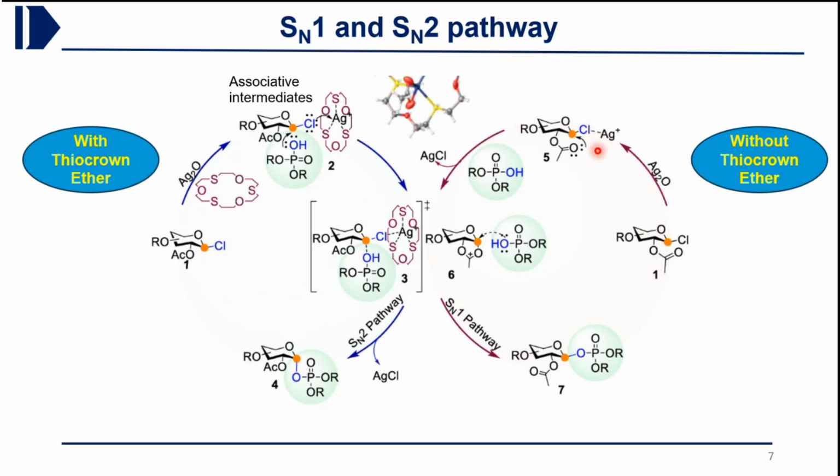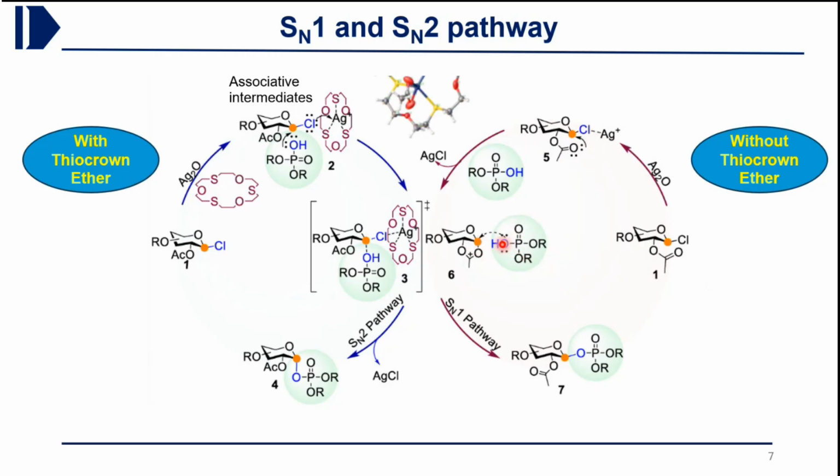There is removal of this chloride, forming an oxycarbenium ion, and simultaneously the neighboring group participates in removing the chloride. So there is formation of this dioxolenium ion. Once the dioxolenium ion forms, then the phosphate acceptor will attack.